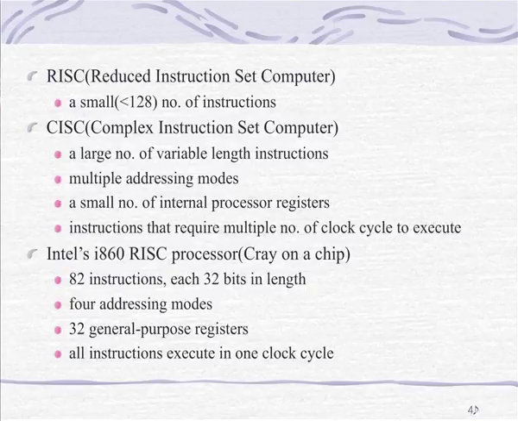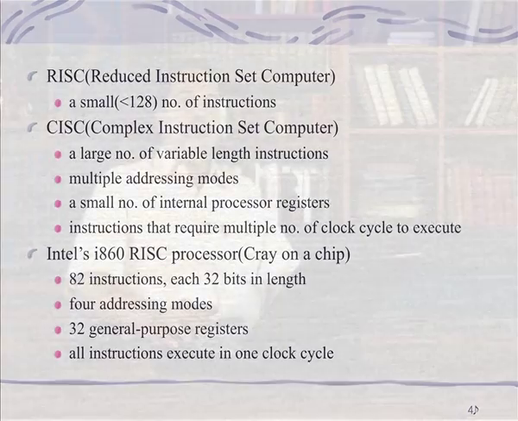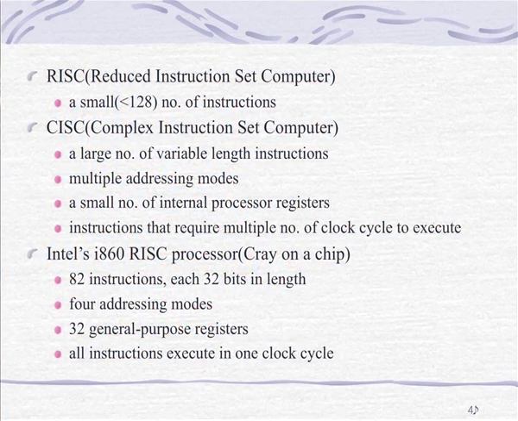Then we have the CISC processor. It stands for Complex Instruction Set Computer. It has a large number of instructions, variable length instructions, and multiple addressing modes. Addressing modes means the method by which we define the operand for the instruction. It has a small number of internal processor registers, and instructions that require multiple clock cycles to execute.